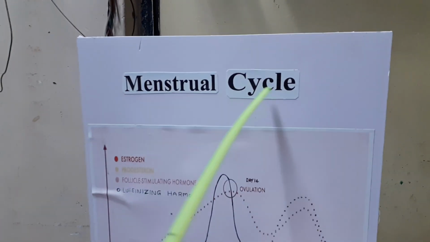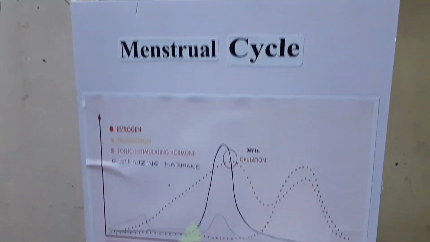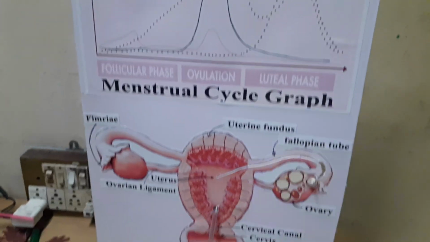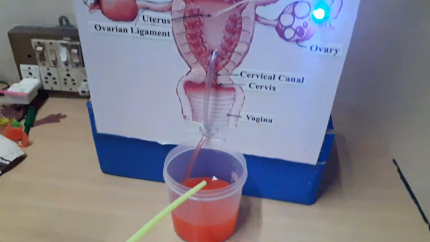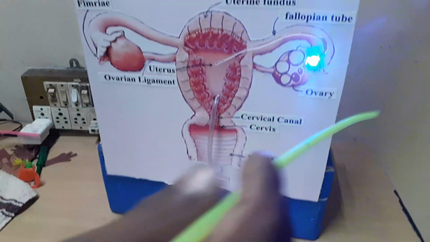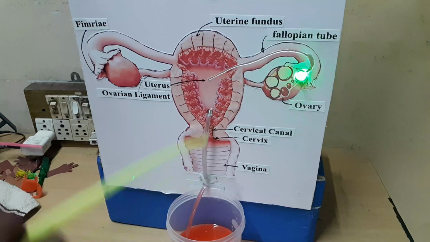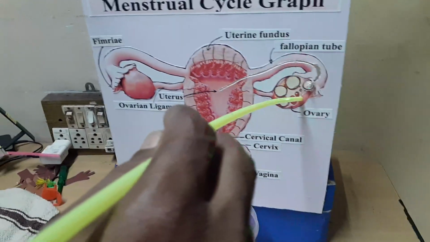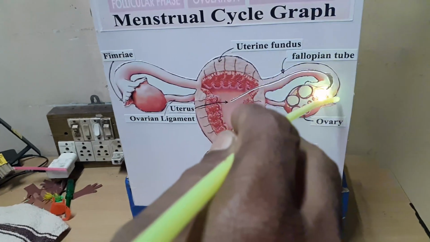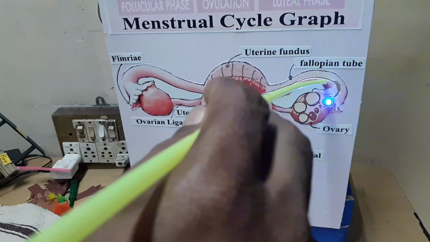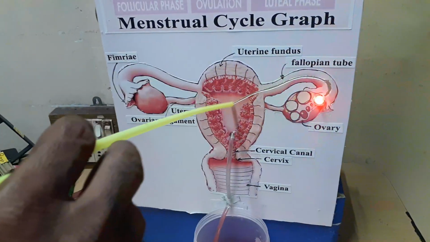The project name is menstrual cycle representation. This is the working model of the menstrual cycle. In this, the menstrual discharge is depicted using a syringe and a tube. And this is the egg which is available in the ovary, transferred using this light. It can be moved from the back into the uterus.